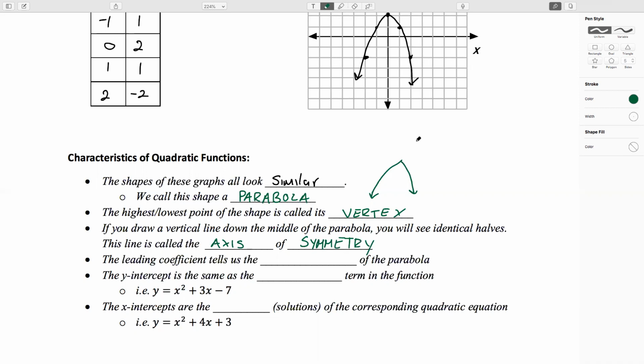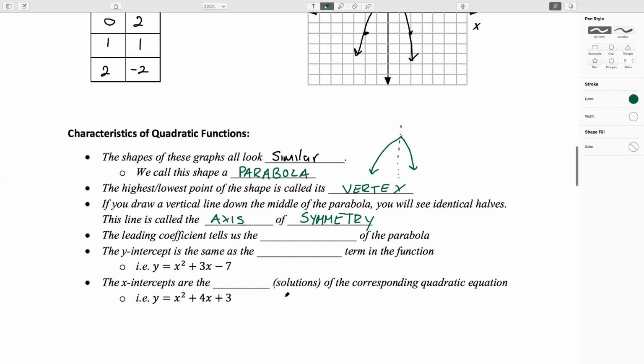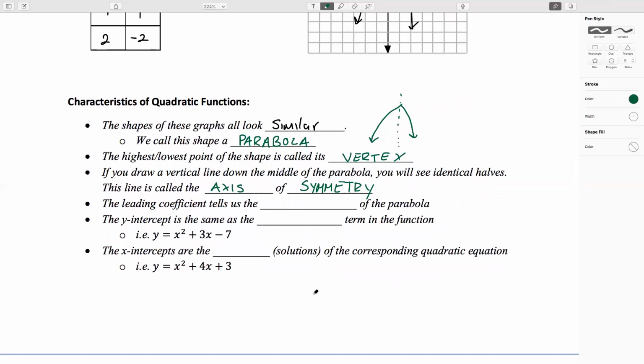So for example, if I was to draw a dotted line down the middle of my parabola, and I actually drew a decent parabola, this is called the axis of symmetry because the left side and the right side are reflections of one another. All parabolas will have one of these.